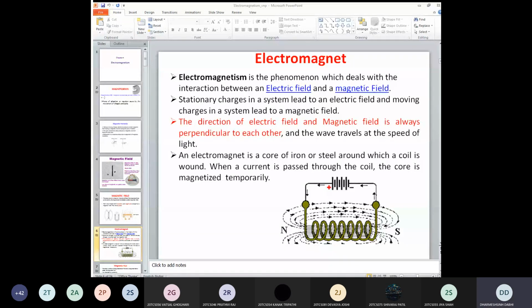Once you remove the supply, the magnetization of the core is removed. That's why it is called an electromagnet, because this magnetism is created by the electric current flowing into this coil. You can see here in this figure, one battery is connected with this coil, and current is flowing into the coil. This coil is wound around the core of iron or steel. So this iron or steel acts as a magnet, and this magnet is called an electromagnet because it is created because of the current flowing into the coil. Once you remove the supply, the electromagnetism is wiped out.